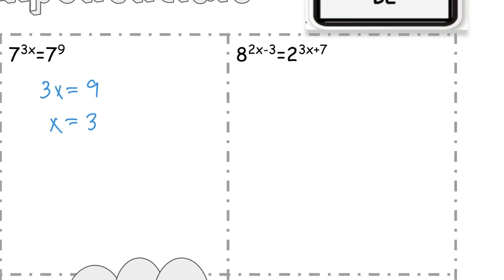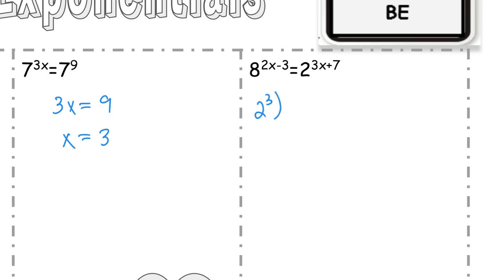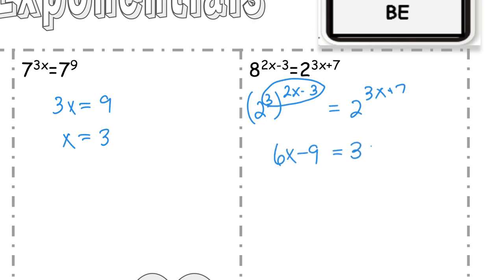Okay, so we don't get to stay there long. Now we have to up the game a little bit. 8 has a base of 2. So now I do 2 cubed raised to the 2x minus 3 equals 2 to the 3x plus 7. Now I've got them to a like base of 2. So as I pull this down, I'm going to multiply this. So I'll get 6x minus 9 equals 3x plus 7.